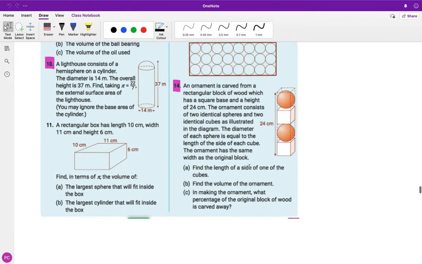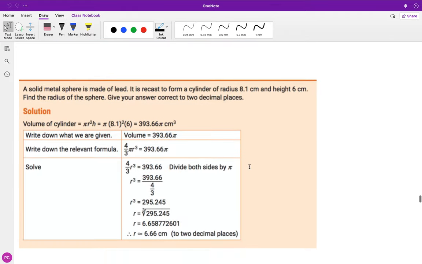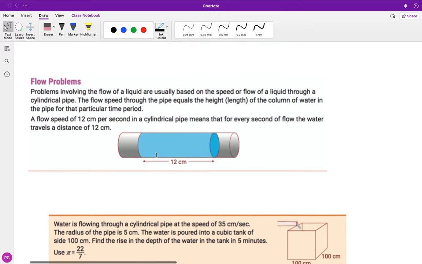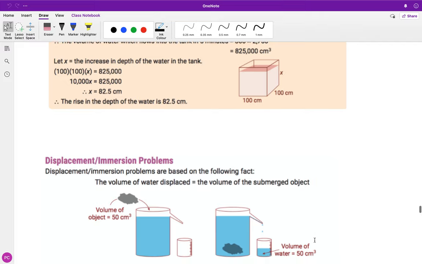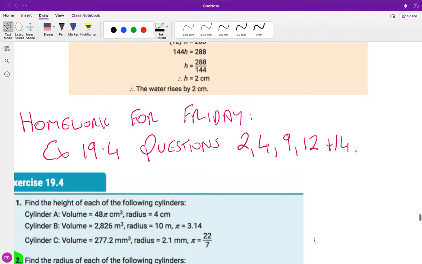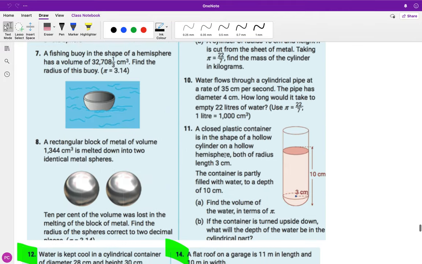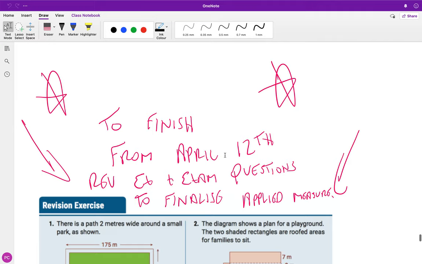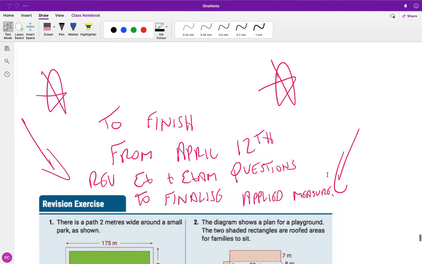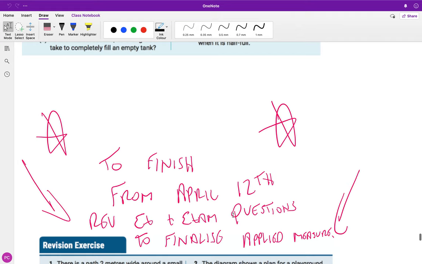So our homework is going to be down here. I'll show it to you in a while anyway. So we're going to go through this, like water flowing through pipes and filling in the tanks, and capacity and stuff like that. I'll give you a couple of questions for homework, and that's the end of applied measure, 3 chapters worth of applied measure. And then when we get back to the classroom, we will go over the revision exercise and the exam questions, and we'll talk about doing a test a few weeks after we come back. But you don't have to worry about that for the moment.